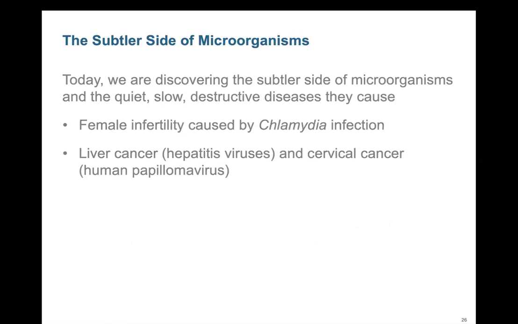We also know that a lot of microbes aren't as direct with their infections or side effects. And today, we are discovering the subtler side of microorganisms and the quiet, slow, destructive diseases that they can cause. For example, female infertility can be caused by chlamydia infections that might go unnoticed for years, if not decades, slowly causing damage to a lot of the internal structures involved in fertility.